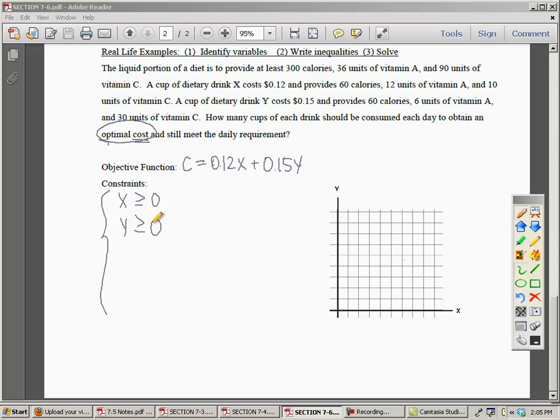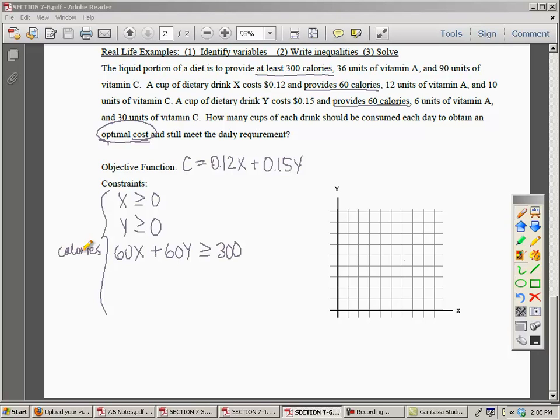Then we can kind of break this up. They give us three things: calories, vitamin A, and vitamin C. And so we're going to take each portion. I know that I want at least 300 calories total, where X gives me 60 and Y gives me 60. So we're going to start with an equation that says 60 calories of X plus 60 calories of Y has to be at least 300 calories. And I'm just going to put a little note so when we look back later we know what we're talking about. So that's the first thing.